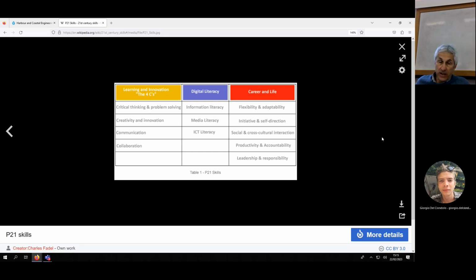And initiative and self-direction, so independence and ability to identify and build your own direction for solving a problem. Social and cross-cultural interaction. You may see that some of these items are overlapping a little bit. So cross-cultural interaction and social interaction is overlapping with communication. And then there is productivity and accountability. Productivity, I spoke about efficiency some minutes ago. It is extremely important. And then leadership and responsibility.